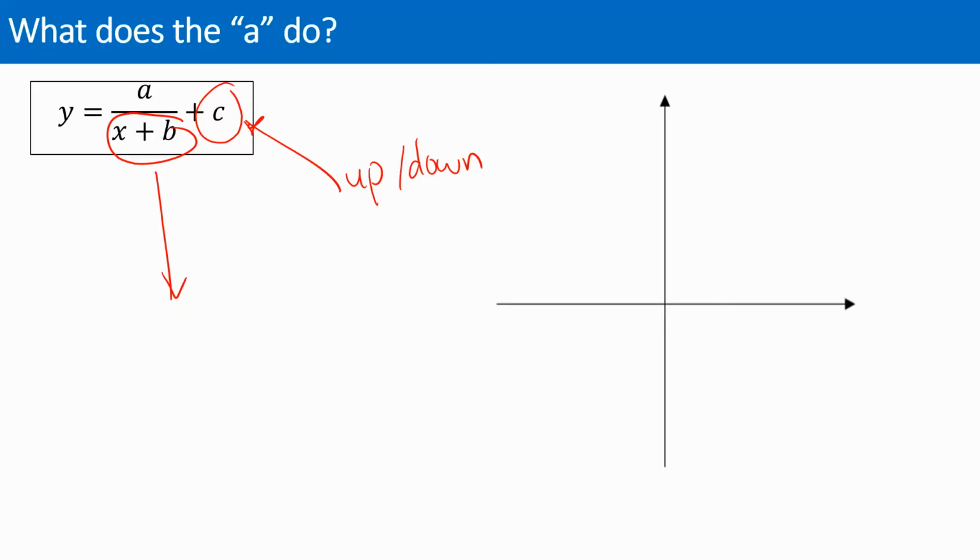Will, if I want to know if this means left or right, what do I do? What's the first technique? No, there was a technique. What was the technique, Najma? You let it equal 0. Okay, so whatever this is, let it equal 0 and solve for x. So here we go. I'm going to say let x plus b equal to 0, solve for x.